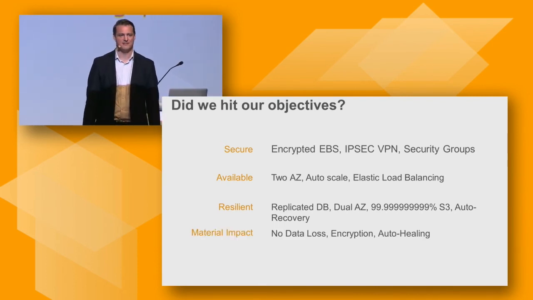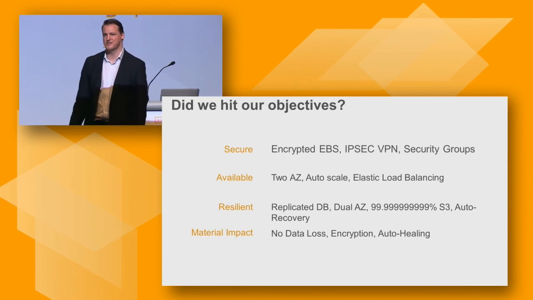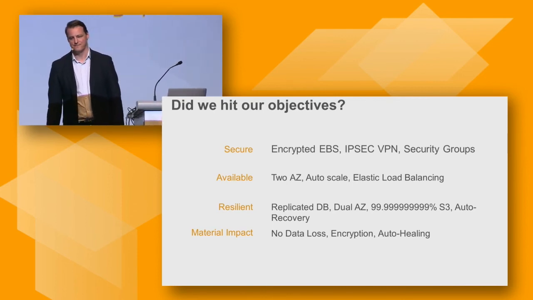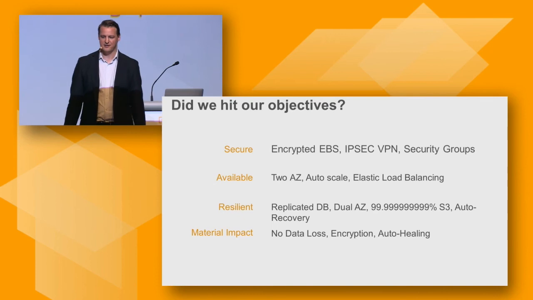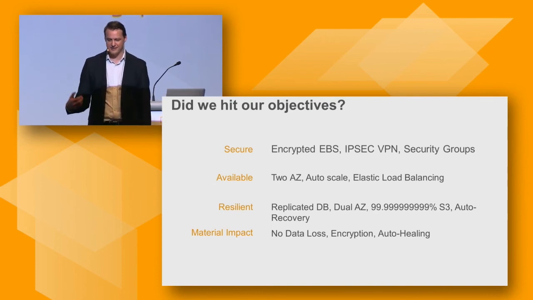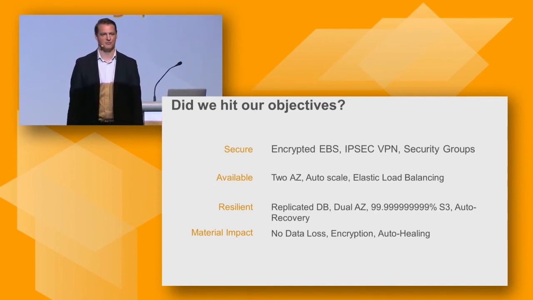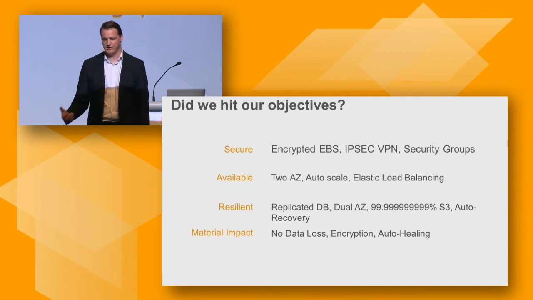And material impact. This is the thing that happens to your business if your mission critical workload goes wrong. So, no data loss, we're replicating it. We're replicating it to at least 3 physical locations because we're putting it on S3. We have encryption and we have auto healing on our core applications.